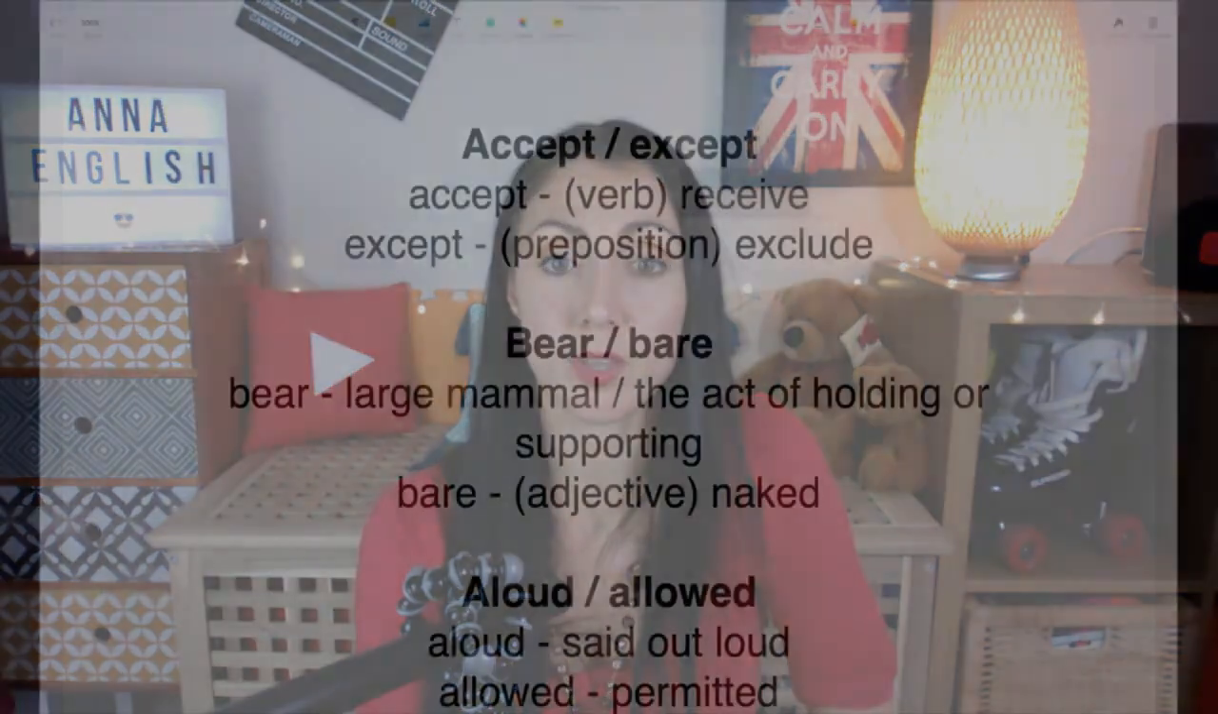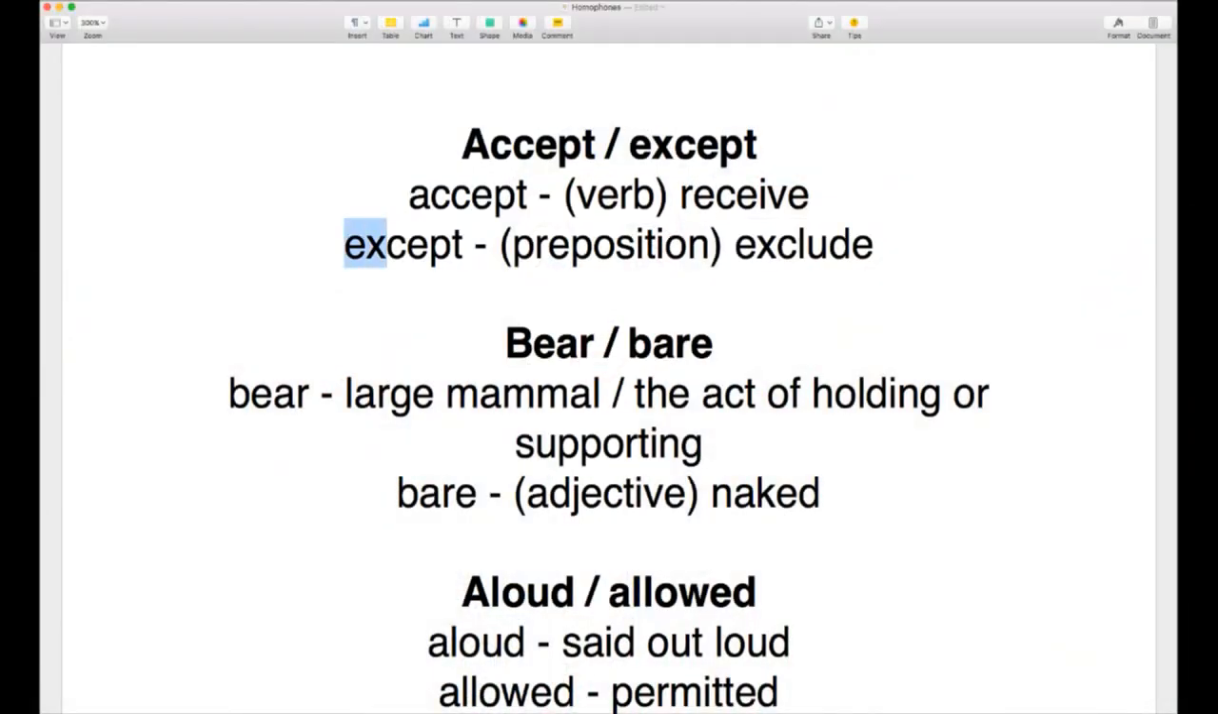If you use the word except with an E-X at the beginning, that means to exclude, so it's completely different. It's a preposition, it means exclude. So I could say, you can all come to my lesson except you, because you have been naughty and you're in detention. So you can all come to my lesson, but I exclude you, except you. Or I might say, I will be live on the YouTube channel every single day except for Saturday and Sunday, because I'm gonna chill out and have fun at the weekend. Hopefully that makes sense. So accept is either to receive or to exclude.